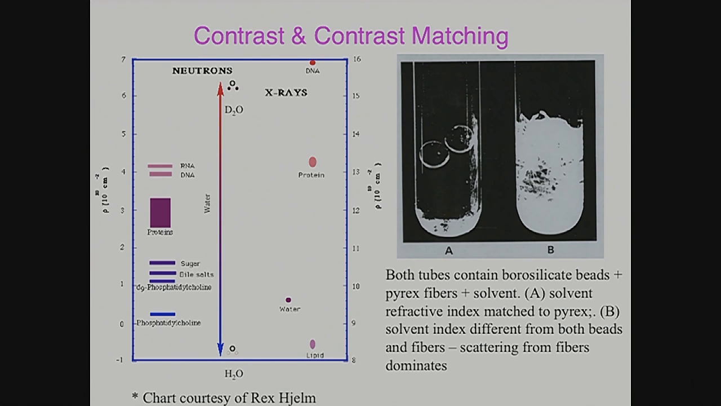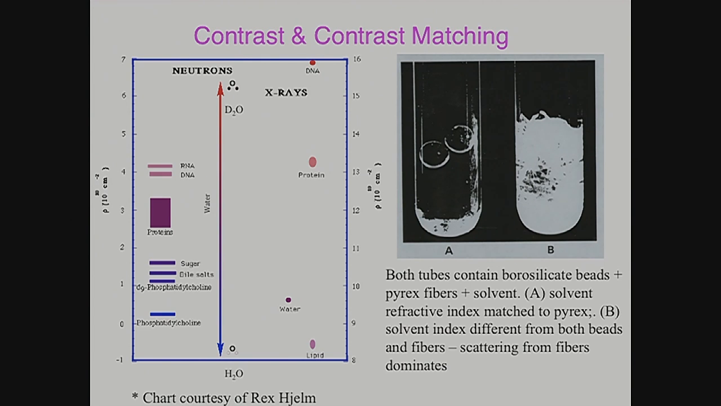So you do exactly the same thing with neutrons. Remember, there was this contrast term in the scattering cross section, which was the scattering length density of the ball, let's say, minus the scattering length density of the carrier fluid. The whole scattering was proportional to that squared. That's called the contrast term. And it's exactly analogous to the optical contrast that you see here. And you can use that to great effect in many small angle scattering experiments.